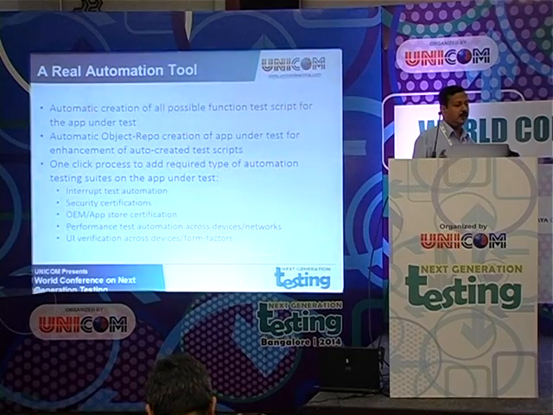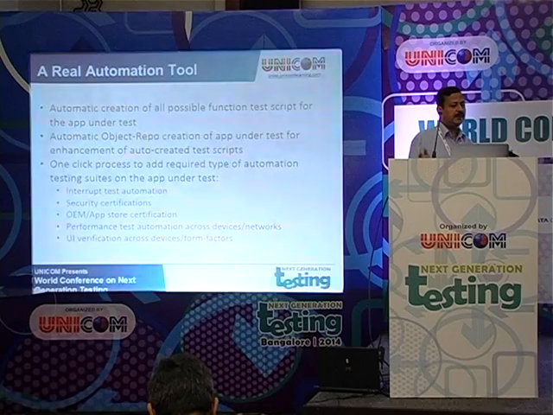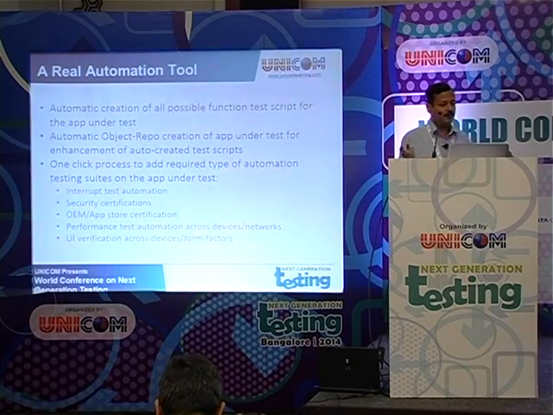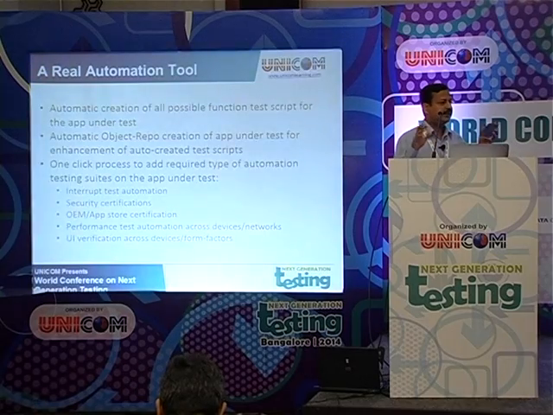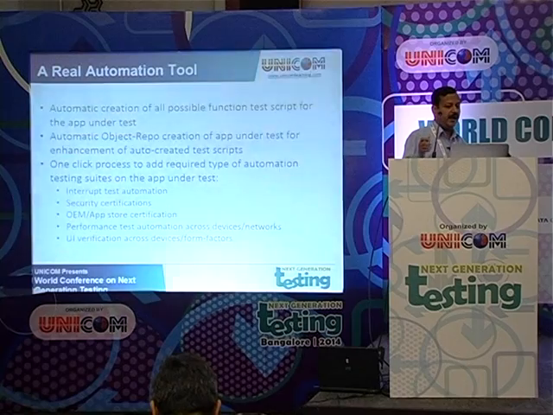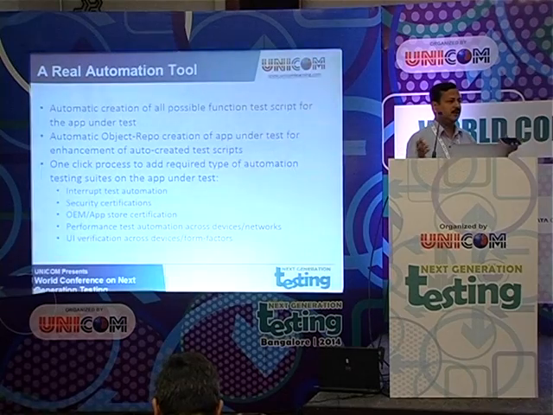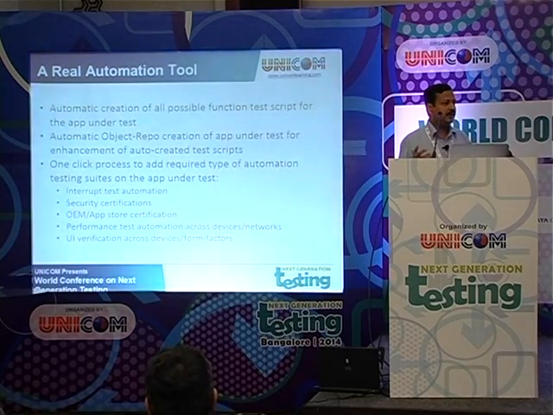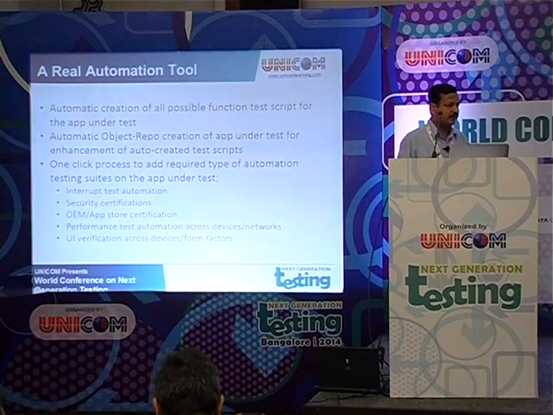Used to enhance the auto-created test scripts. And there should be a one-click process to add required types of automation testing suites on the app under test. So while a functional test script is executing, just by one click, we can add an interrupt test automation suite on it. We can select 5 or 10 different types of interrupts which we expect can come anytime while the application is being used by my user.